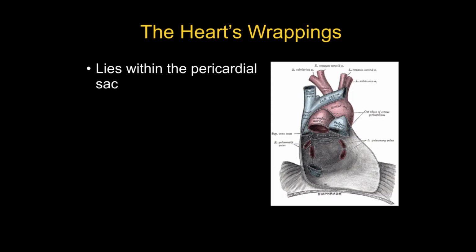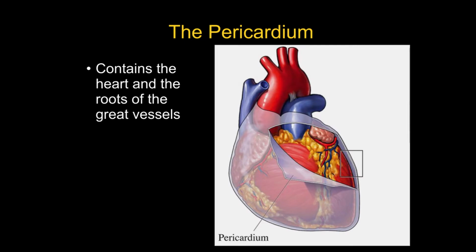So such an important organ needs protection. Thus, it has a very tough connective tissue wrapping known as the pericardium. So the heart lies inside this pericardial sac. The pericardium, by definition, is that connective tissue container for the heart and the roots of the great vessels.